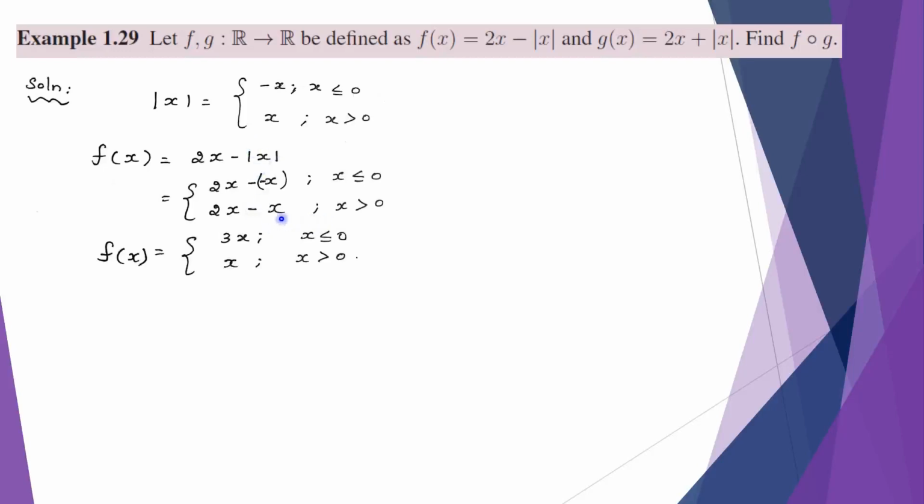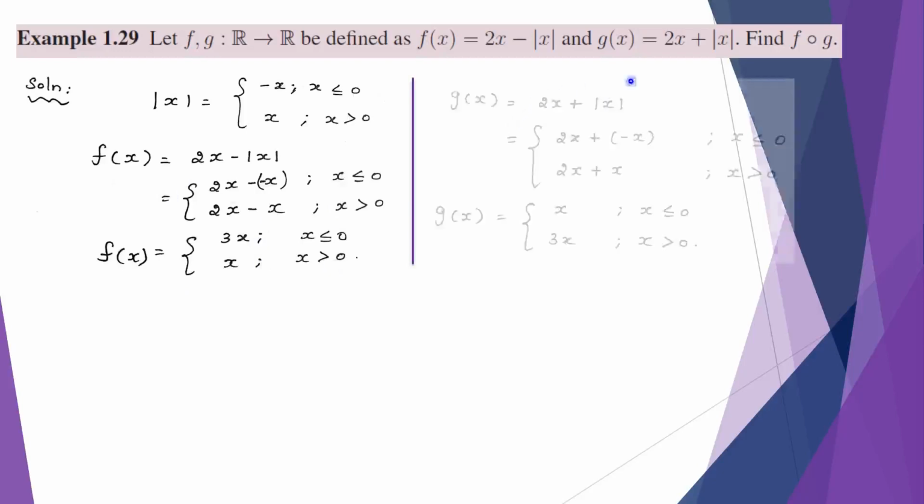Plus x. Okay. So 2x minus of minus means plus. So 2x plus x means 3x for all x less than or equal to 0. So less than or equal to 0 இருக்கும் போது 3x ன்னு ஆன்சர் கிடைக்குது. அதே இது 2x minus x means x for all x greater than 0. So f of x மட்டும் இப்போ கண்டுபிடிச்சிருக்கோம்.